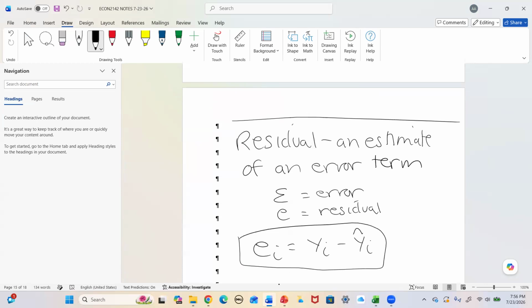Because the assumptions are all heavily based on the errors, the residuals can give us a lot of information about whether or not our assumptions are being met.